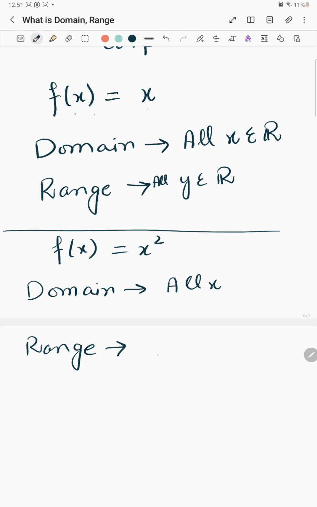So what will be the range? All y that are greater than equal to 0. The answer can be either 0 or a positive number. It can never be a negative number. So what is the range? Range is all y greater than equal to 0.